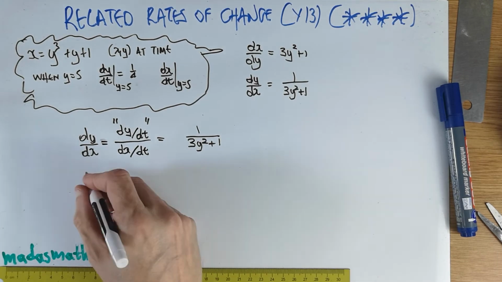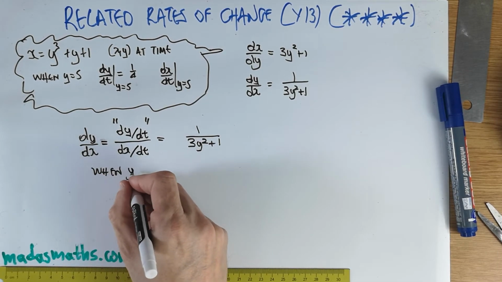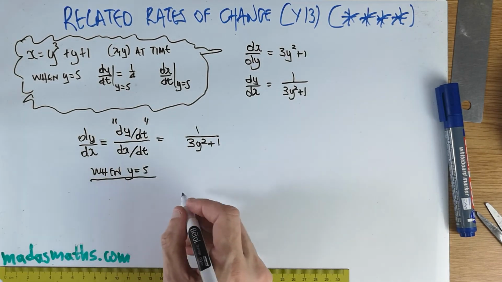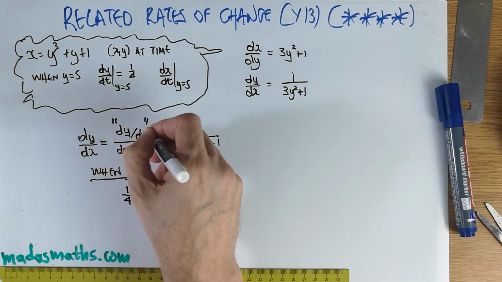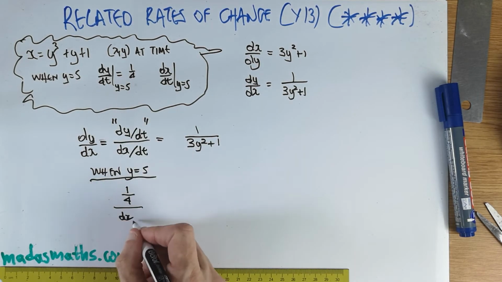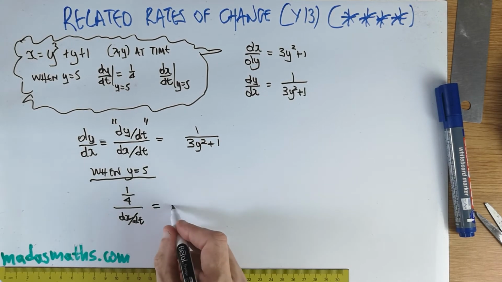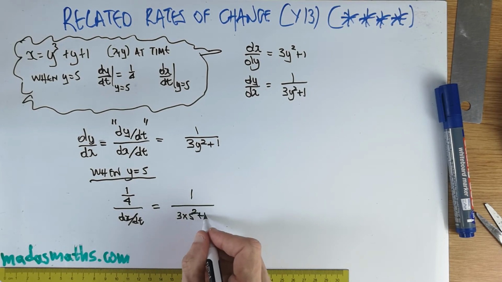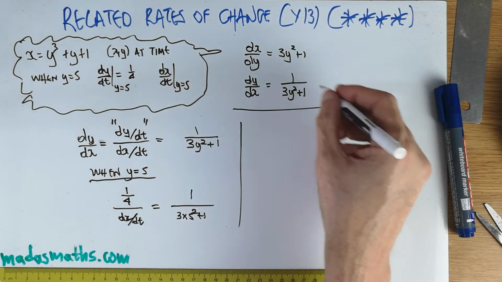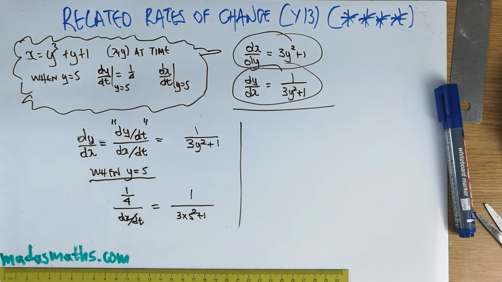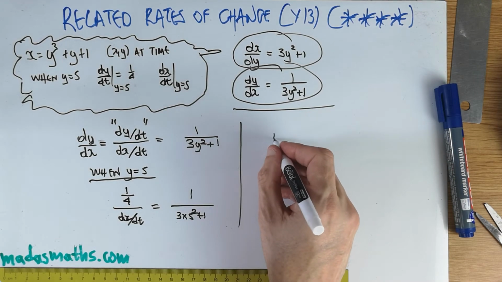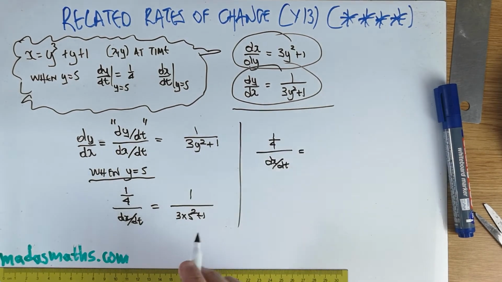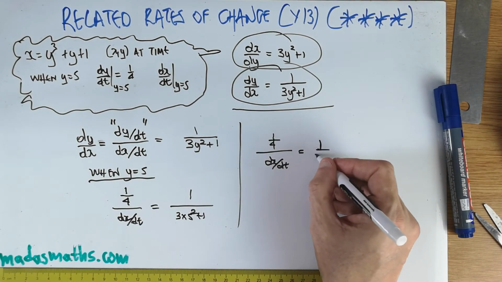So the dy by dt, when y is equal to 5, we know it's a quarter, so I can put it in. That's this quantity here. The dx by dt, I want to find at this time. But the y, of course, I know what it is. I could have used this one again. It doesn't really matter which one you're using. I get 1 over 4 over dx by dt, 25, 75, 76, 1 over 76.